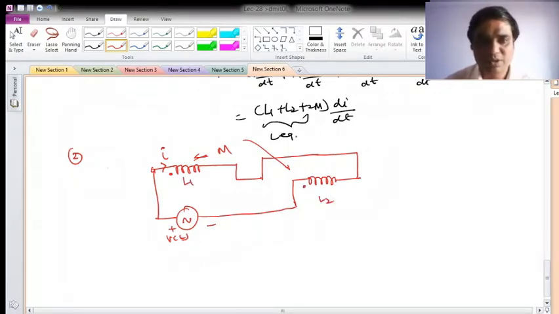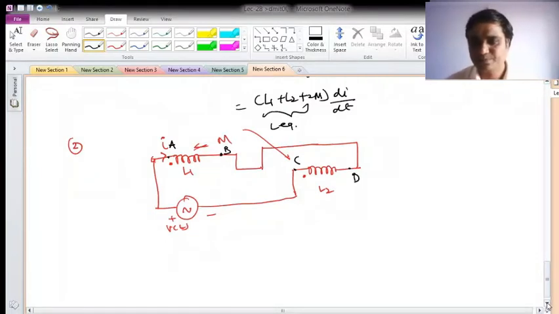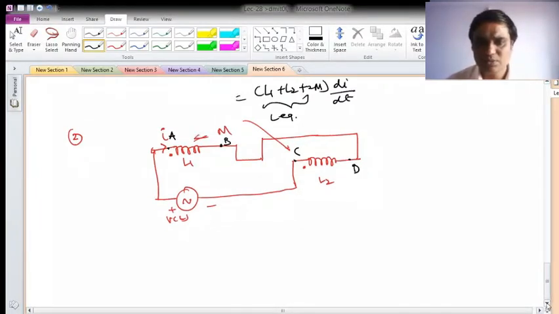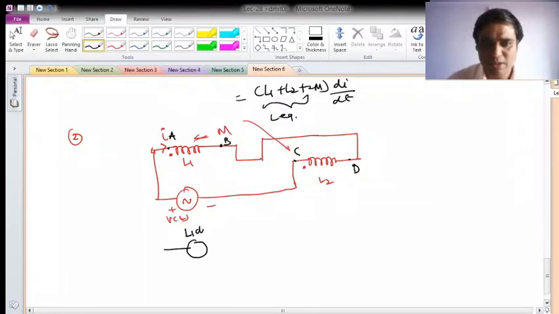Now what I observe here, let me mark the names. Suppose this is A side, B, this is my C side and this is my D side. Okay, so now what will happen? Yeah, for L1 it can be replaced by L1 di by dt plus M same di by dt.